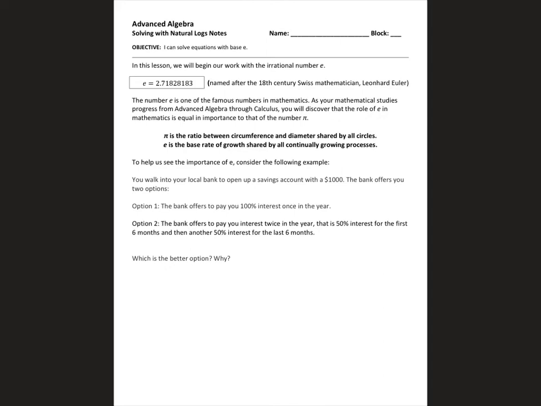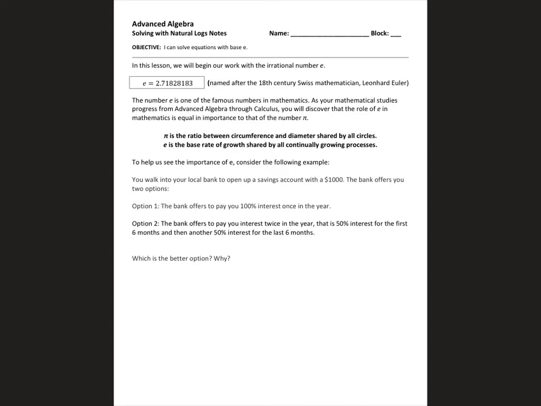In this lesson, we begin our work with the irrational number e. The number e is one of the most famous numbers in mathematics. As your mathematical studies progress from advanced algebra all the way through calculus, you're going to discover that the role of e in mathematics is equal in importance to that of the number pi.